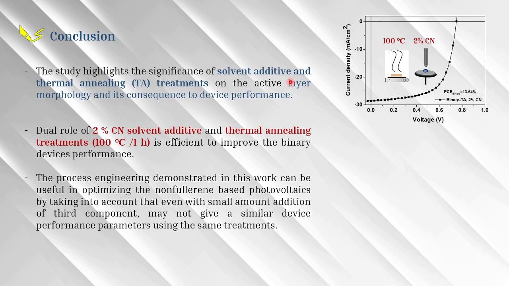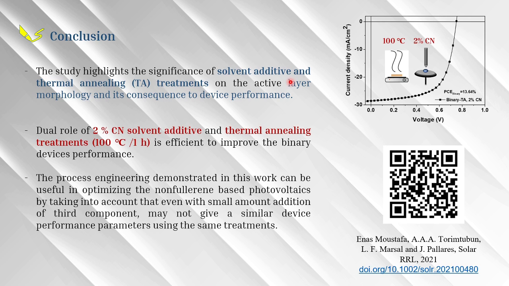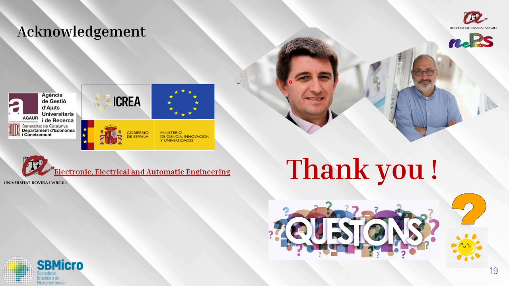So as a conclusion, we can say that both the thermal annealing and the 2% chloronaphthalene additive show better performance parameters for all devices. However, this is in the case of the binary devices. This paper has been recently published in Solar RRL, and it discusses all the details about this work, along with the effect of this treatment in a ternary system also, using another non-fullerene acceptor besides the fullerene acceptor, to see the effect and the strategy of the optimization for binary and ternary devices.